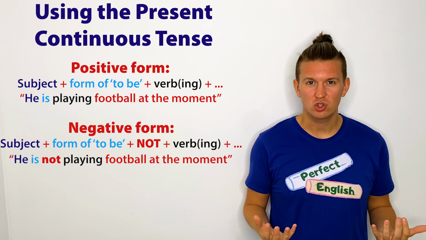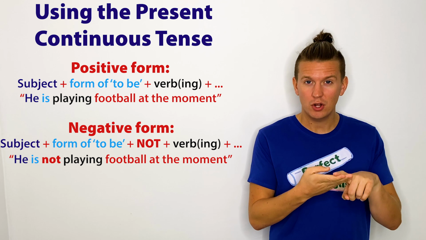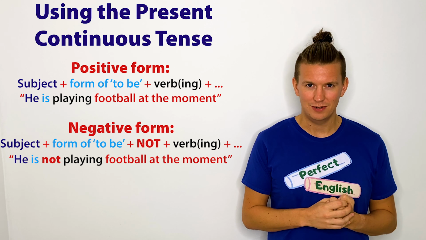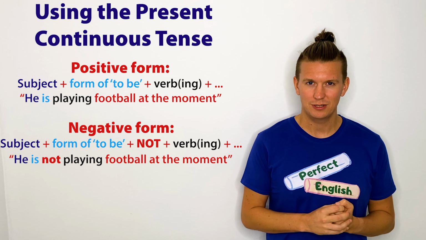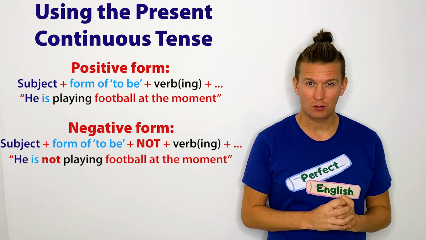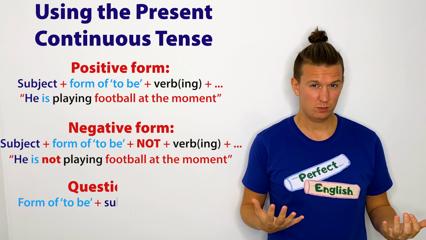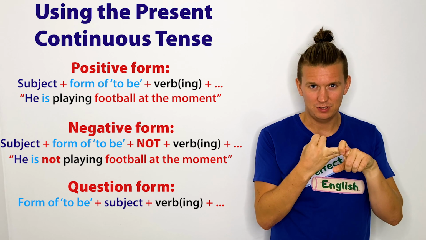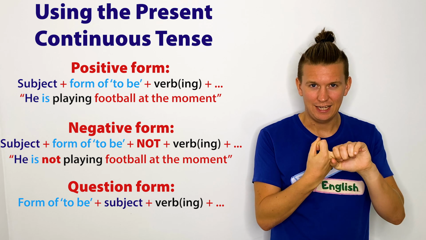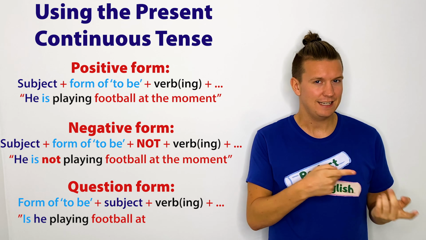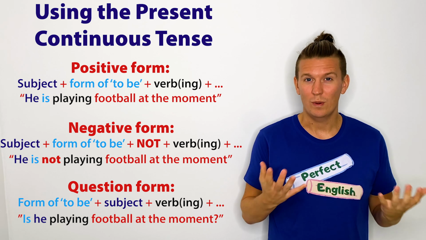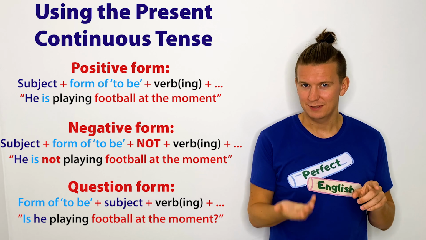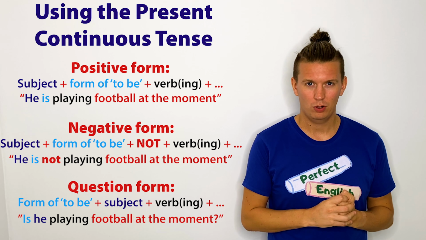And don't forget, you can contract is not and are not to make isn't and aren't. He isn't playing football at the moment. You aren't playing football at the moment. And how about a question form, the interrogative? This one is slightly different. It starts with a form of to be, then a subject, then the verb with ing, and then whatever you want to say. Is he playing football at the moment? So when it's a question, the verb to be comes first and the subject comes after. Is he playing football at the moment?